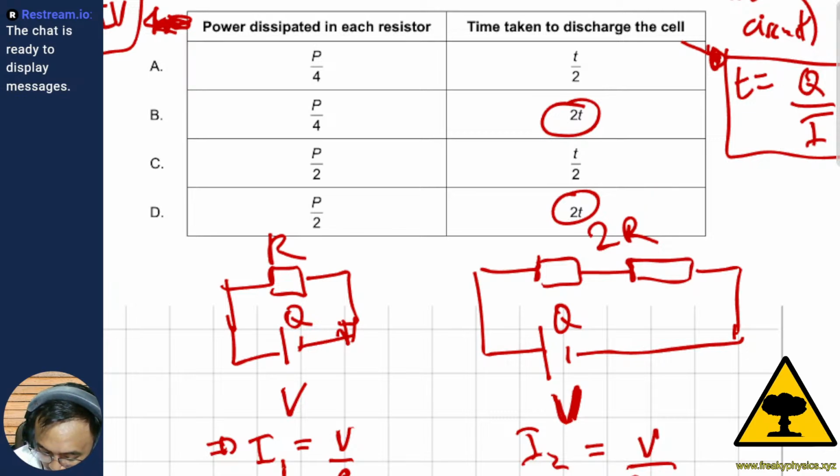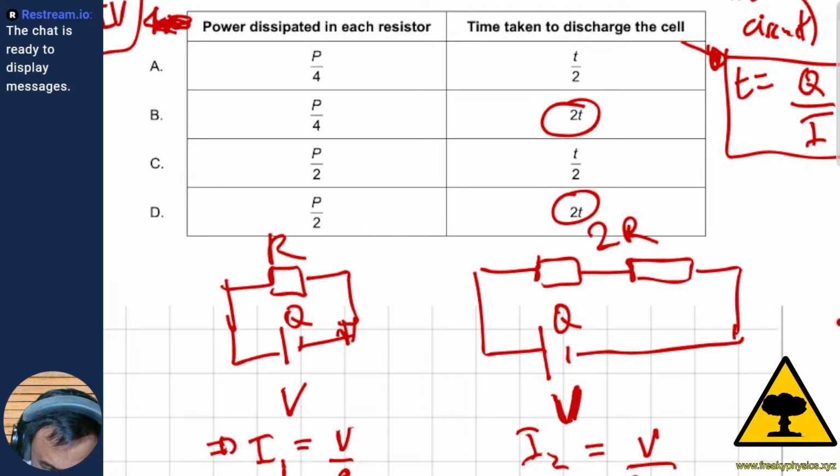Is that because time is directly proportional to the charge? Yes, correct. And the charge would be, because it's the same battery, identical in both circuits. So half the current, twice the charge, at twice the time. Okay, for the same amount of charge.